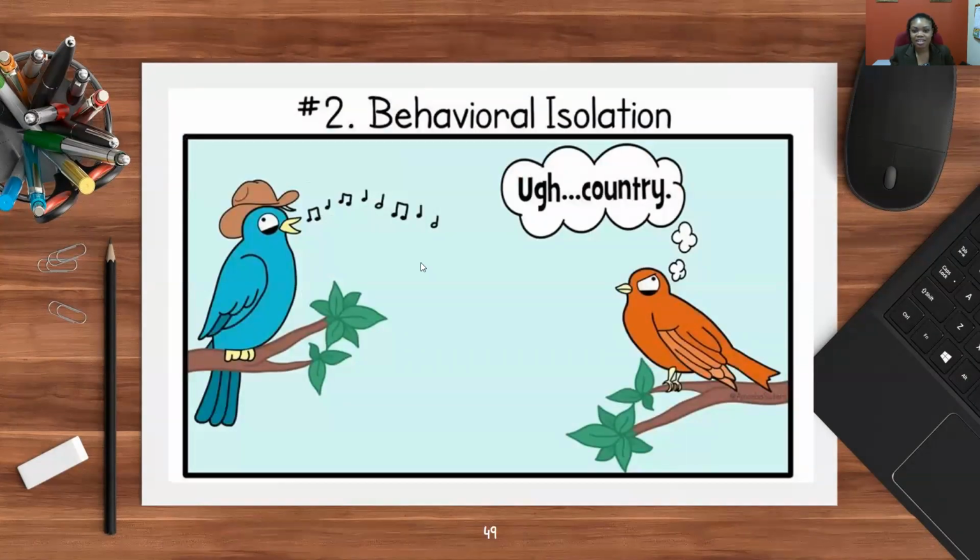Behavioral isolation. So this one is saying, oh, so country. Basically, she does not approve of his singing, which is what is used to attract a mate, and so she would not breed with him. Therefore, due to their behavior, they will become separate species.